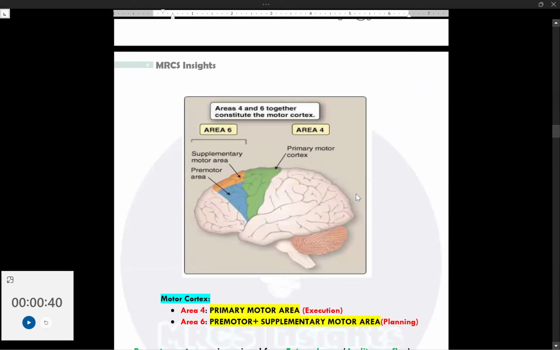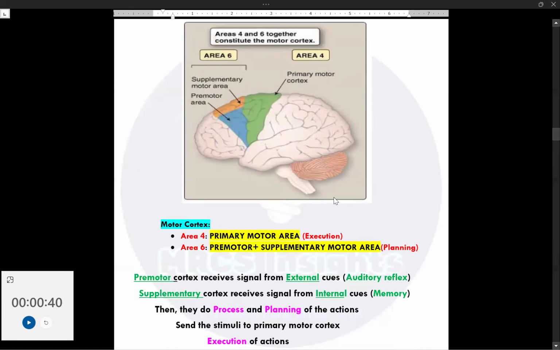The function of the motor area. This is the central part of the brain, the central sulcus, and in front of this central sulcus there is the primary motor cortex area. Behind this is the postcentral gyrus, which represents the primary sensory cortex. The total motor cortex is divided into three parts: the primary motor cortex, and the supplementary and premotor areas. These two together are called area 6, and the primary motor cortex is Brodmann area 4.